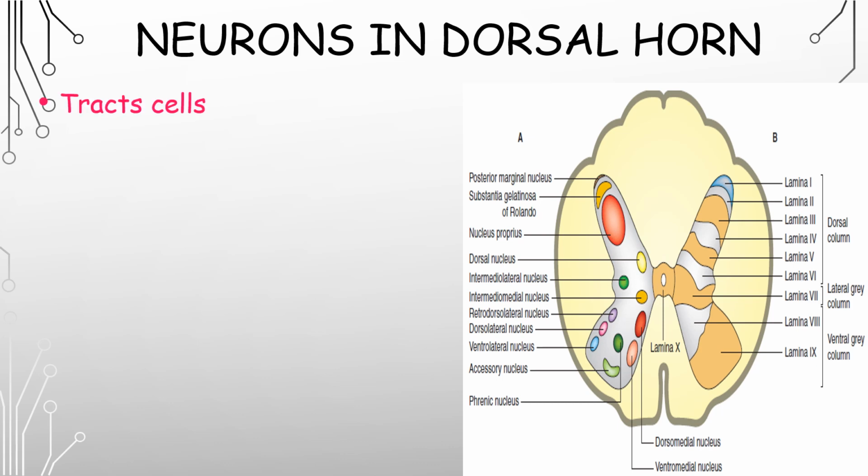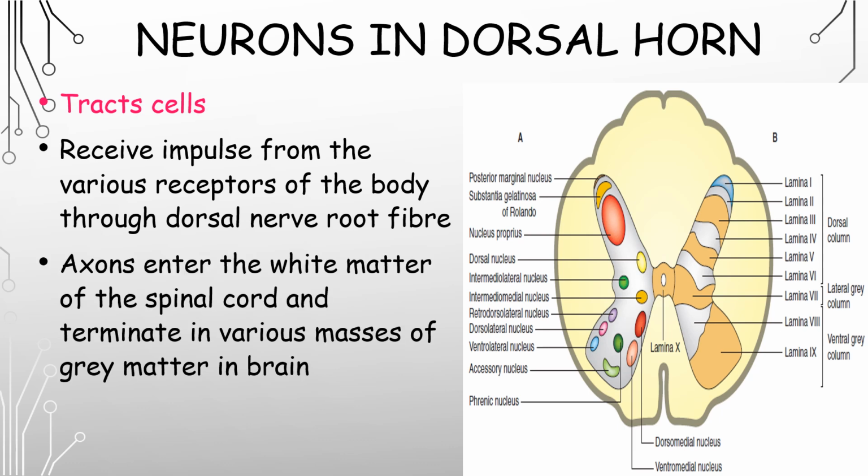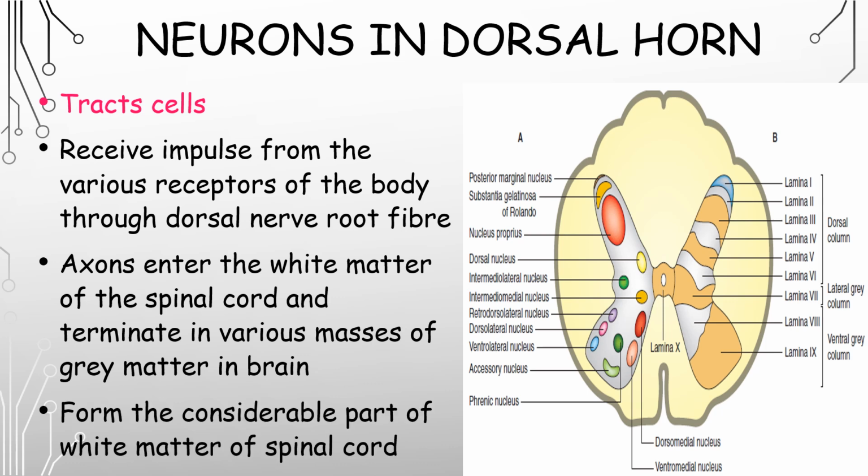Next one is the tract cells. These cells receive impulses from various receptors of the body through dorsal nerve root fibers. So these axons enter the white matter of the spinal cord on the same side or on the opposite side, and then they terminate in various masses of gray matter in the brain. These tract cells form a considerable part of the white matter of the spinal cord.